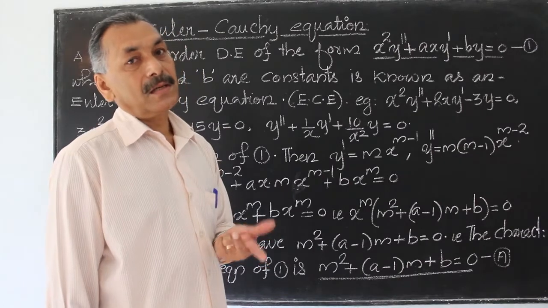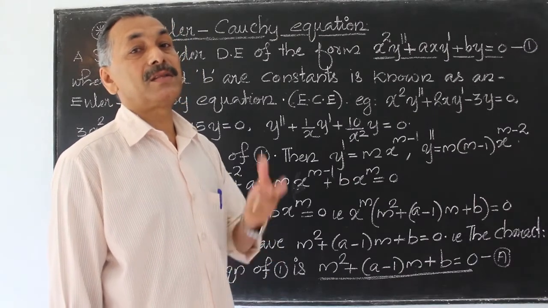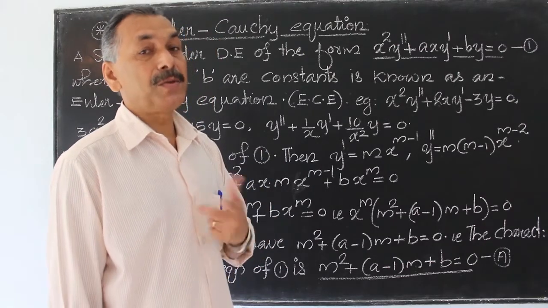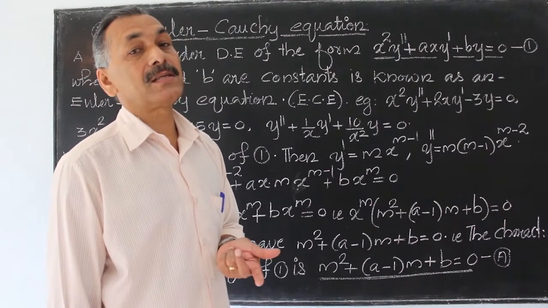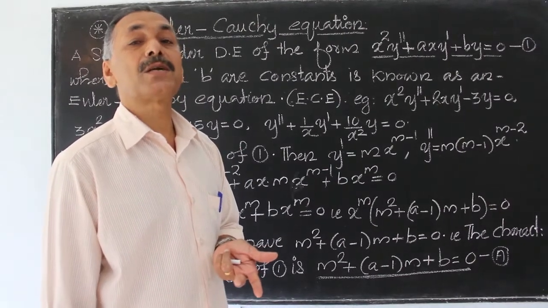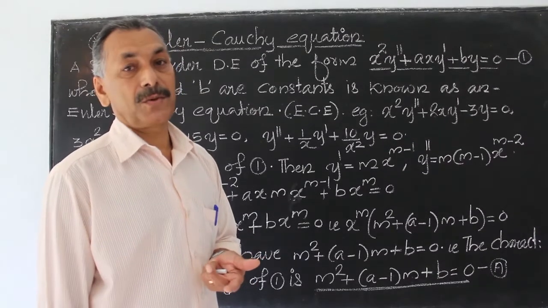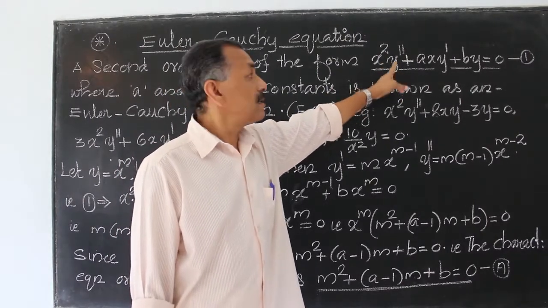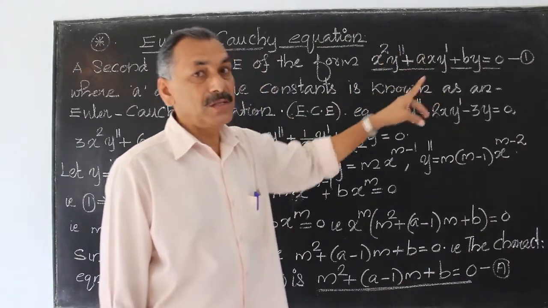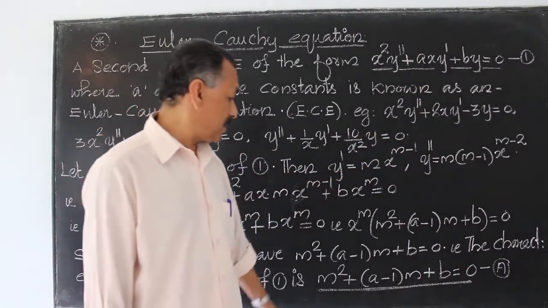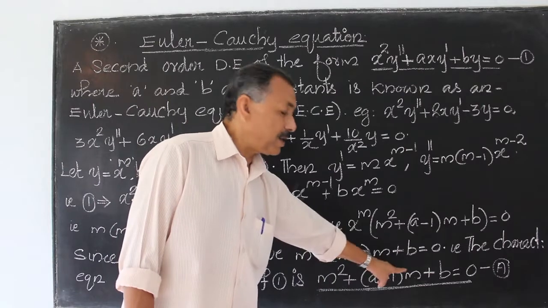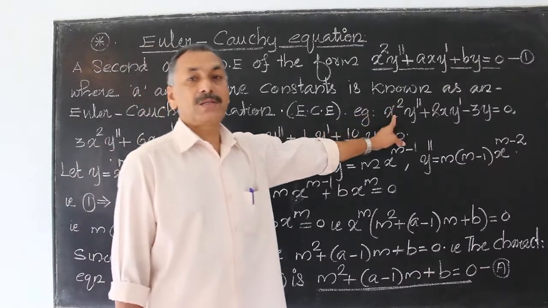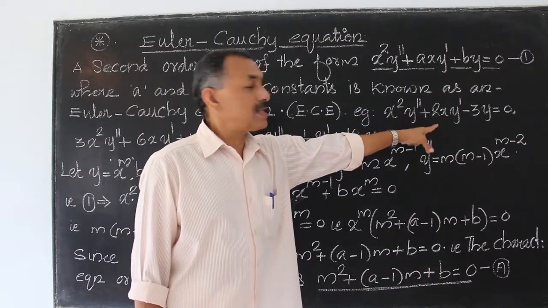If the equation is a second order homogeneous linear differential equation with constant coefficients, that is y2 dash plus a y dash plus by is equal to 0, then which is the characteristic equation? The characteristic equation is lambda square plus a lambda plus b is equal to 0. If the equation is an Euler-Cauchy equation in the form x square y2 dash plus ax y dash plus by is equal to 0, then the characteristic equation is m square plus (a minus 1) into m plus b is equal to 0.